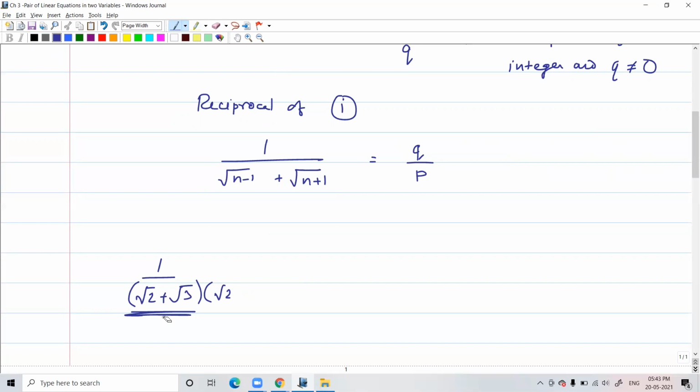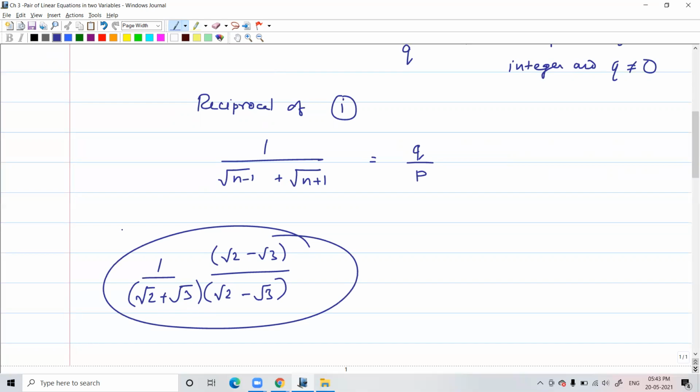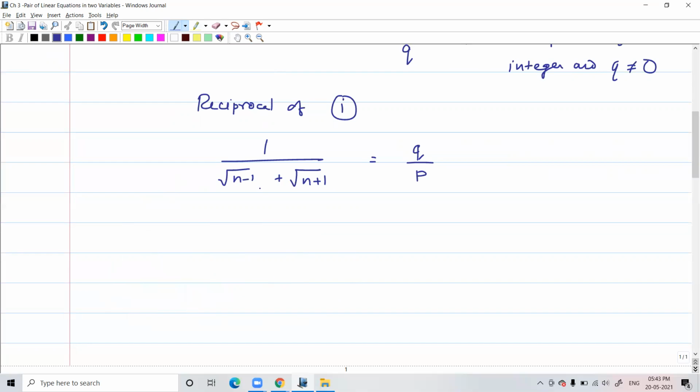So here it is root 2 plus root 3. The conjugate of this will be root 2 minus root 3. It's called the conjugate. We multiply the same thing in the denominator as well as the numerator. The same logic will apply here also. Let's do that. So what will be the conjugate over here?